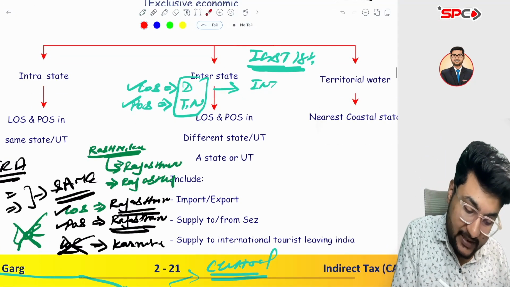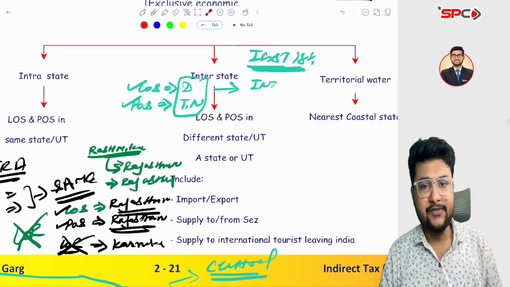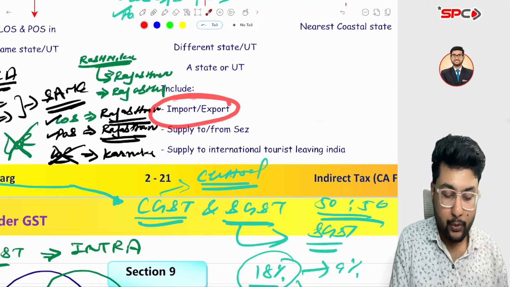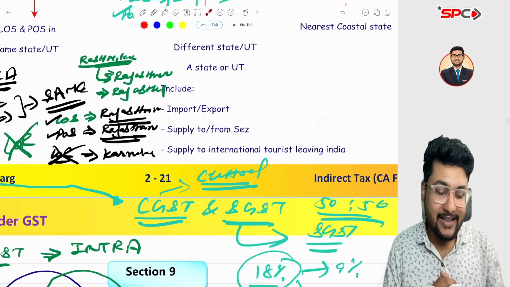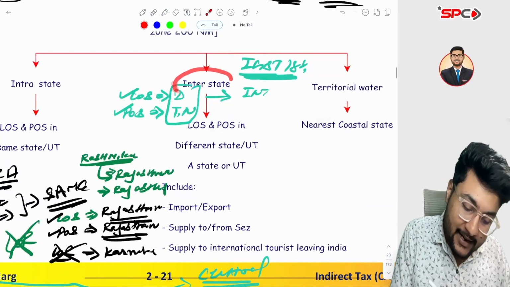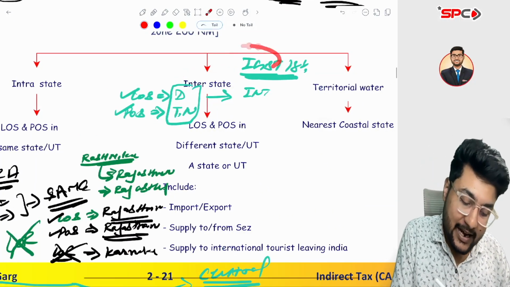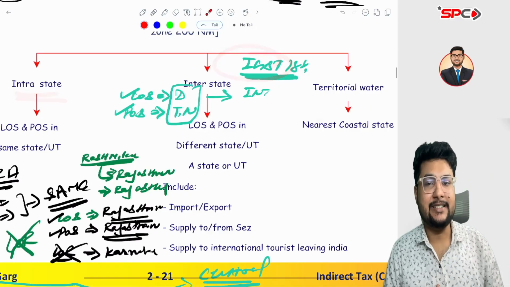Okay, there are three special cases where the government has specifically mentioned you have to apply IGST. First is import and export. Suppose you are importing a Ferrari from America. In that case, this is a 100% interstate supply and you will apply the IGST, not CGST and SGST.